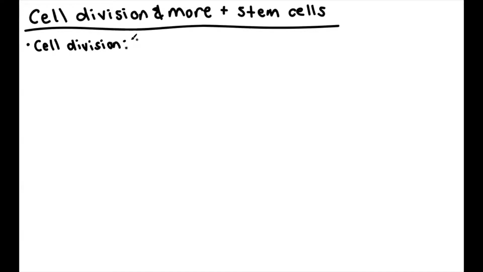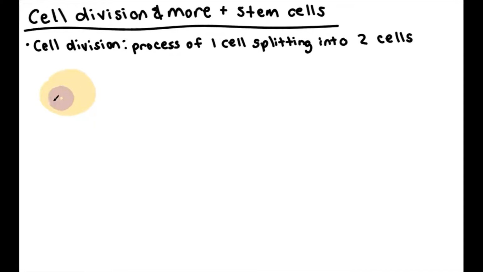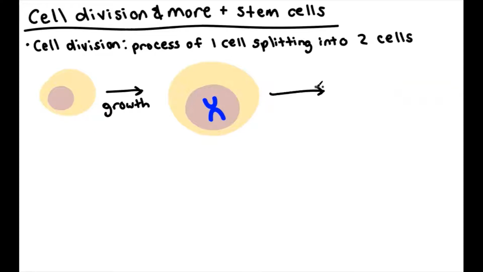Cell division refers to the process of one cell dividing into two. For a cell to divide, it has to grow larger and make two copies of everything, including DNA, which will be in its condensed chromatin form. Once everything is prepared, the cell will begin to physically divide in a process called mitosis.